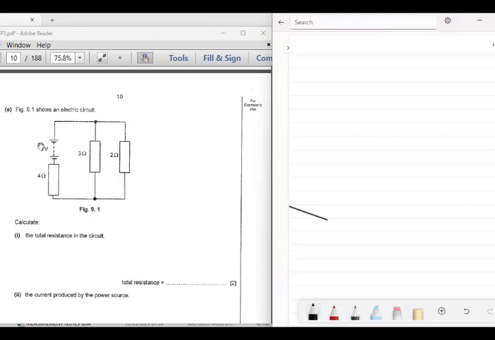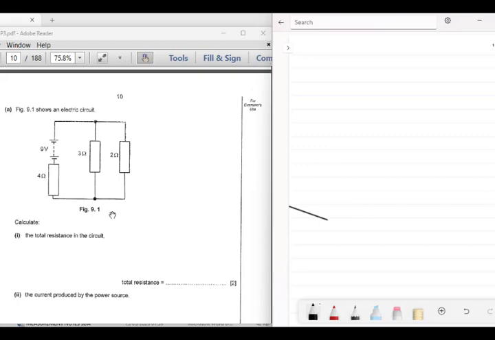Figure 9.1 shows an electric circuit. Its source voltage is 9. There is a resistor here, 4 ohms. Then there are these two which are parallel. The first question is calculate the total resistance in the circuit. That's good. So let me read through the circuit here.